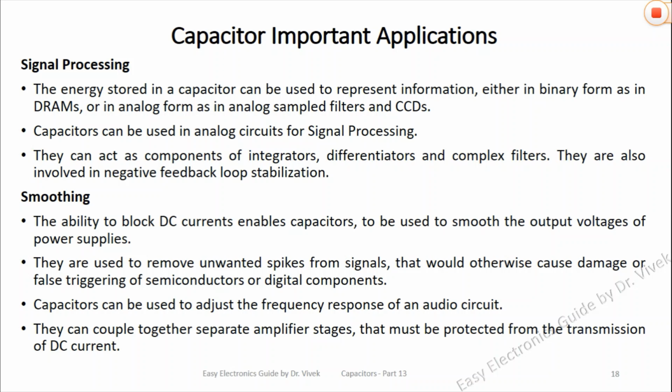The ability to block DC currents enables capacitors to be used to smooth the output voltages of power supplies. They are used to remove unwanted spikes from the signals that would otherwise cause damage or false triggering of semiconductors or digital components.